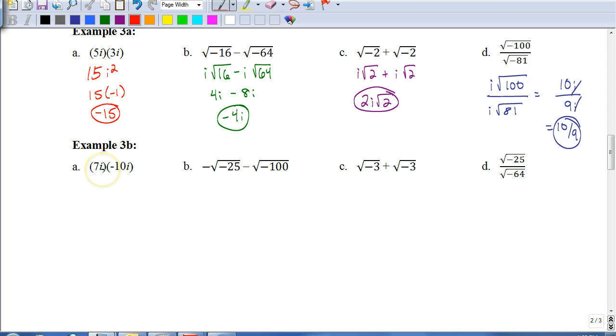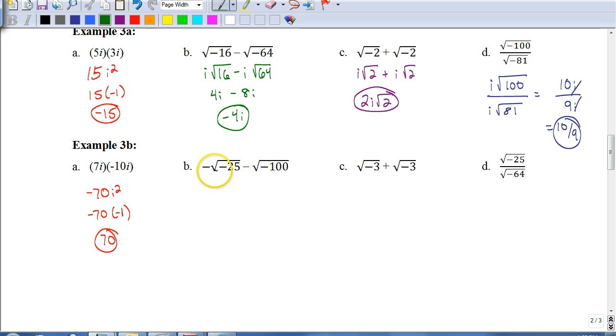So when we multiply these together, this one would be 7i times negative 10i. Well, that's negative 70i squared. Remember, i squared is the same as negative 1. Negative 70 times negative 1 gives me a positive 70.